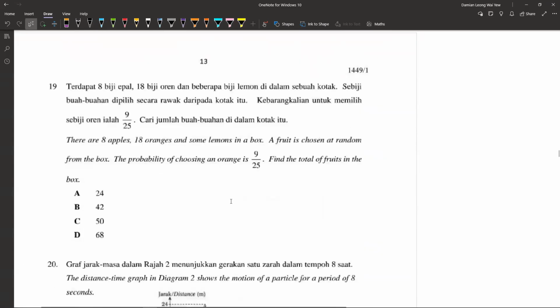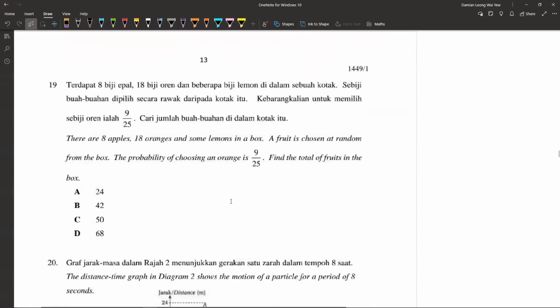Question 19. There are 8 apples, 18 oranges, and some lemons in the box. A fruit is chosen at random. Probability of choosing orange, 9 over 25. Find the total fruits in the box. So actually, this one is very simple because I have the number of oranges and I have the probability of choosing an orange.